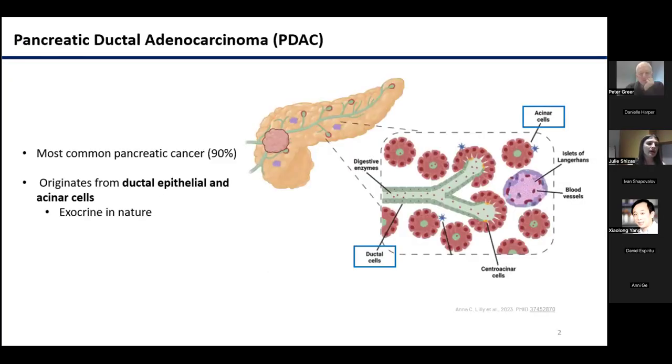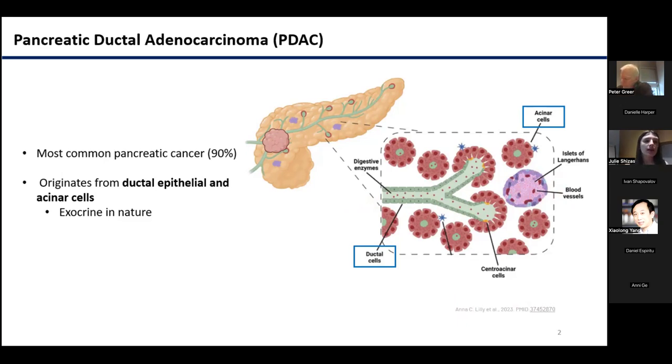PDAC is the most common type of pancreatic cancer, makes up about 90% of cases, and it usually originates from either ductal epithelial cells or acinar cells. So if we zoom in on the pancreas here, we have the ductal epithelial cells lining the duct of the pancreas, and then acinar cells here, which are in charge of secreting the digestive enzymes that go on to the digestive system. This makes this type of pancreatic cancer exocrine in nature, in contrast to other pancreatic cancers that are a little bit more rare and that originate from hormone secreting cells, so more neuroendocrine in nature, like cells in the islets of Langerhans.